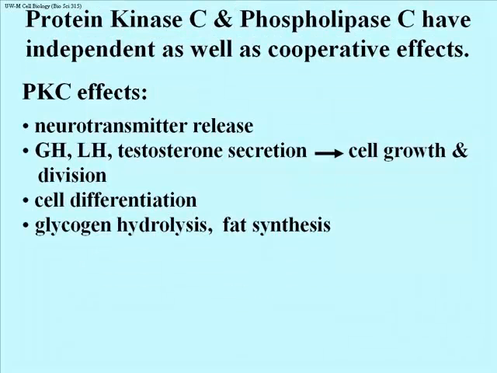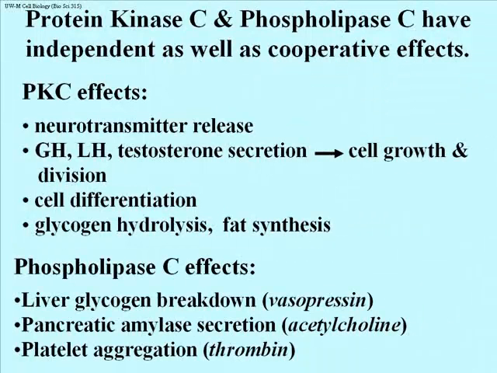Protein kinase C and phospholipase C mediate some common response pathways, but also have some independent effects, noted on this slide. Specific examples of protein kinase C effects include the release of neurotransmitters from nerve cells, cellular differentiation, and participation in glycogen breakdown and fat synthesis in different tissues, as well as the secretion of hormones from endocrine glands, such as growth hormone and LH, which is luteinizing hormone, from the pituitary gland, and testosterone from the testes. These hormones are mitogenic, that is, they stimulate cell division in their own target tissues.